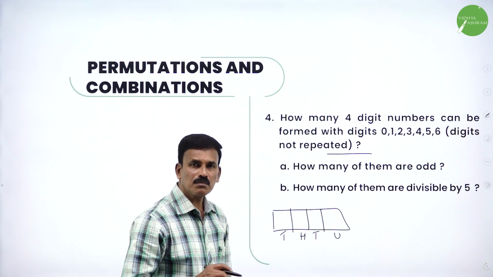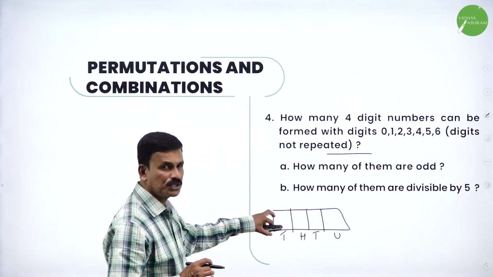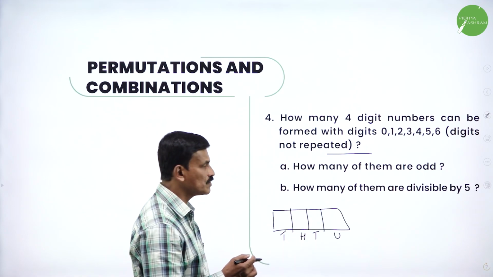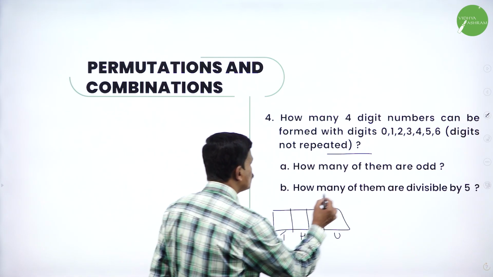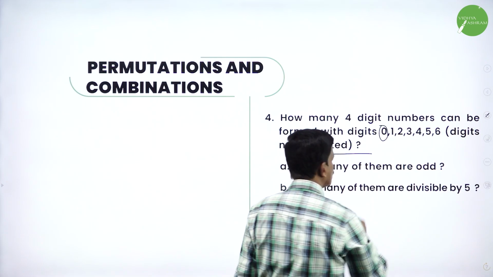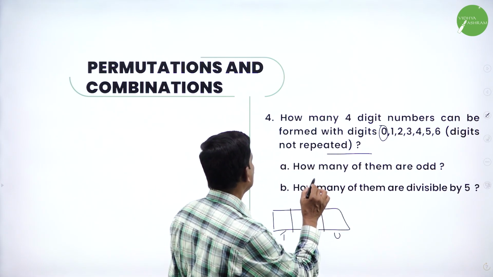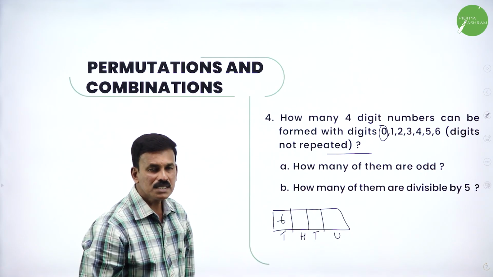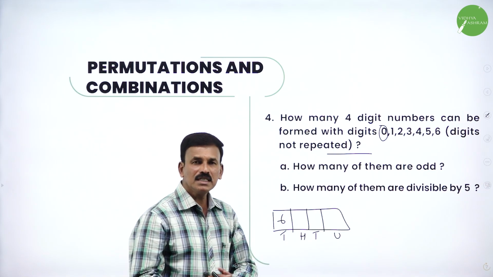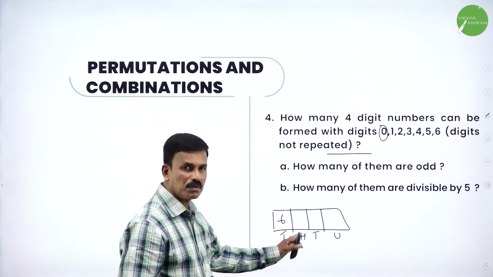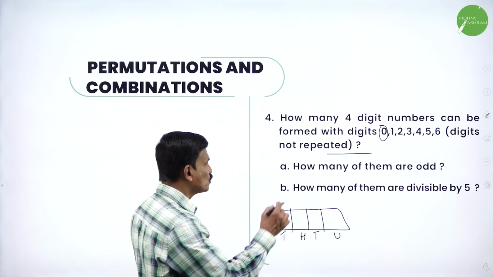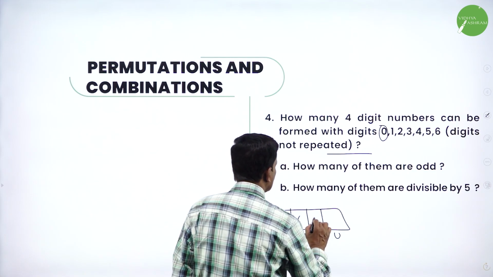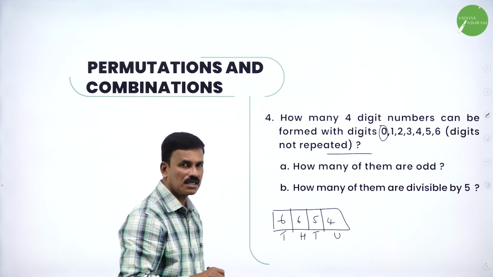Now, we cannot keep 0 in the 1000 place. If we put 0 in the 1000 place, then it will become a 3-digit number, and a 3-digit number is not a 4-digit number. So you can't put 0 in the 1000 place. Then the remaining numbers are 1, 2, 3, 4, 5, 6. So the 1000 place can be filled by 6 numbers. In the 100 place, 10th place and unit place, you can include 0. So the remaining places can be filled by 6, again 5 and 4. So this is the required permutation.